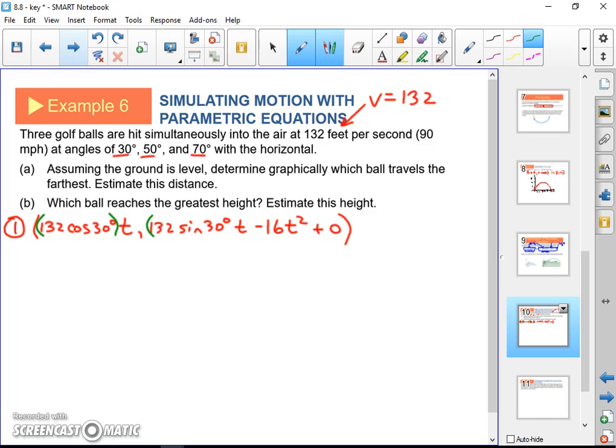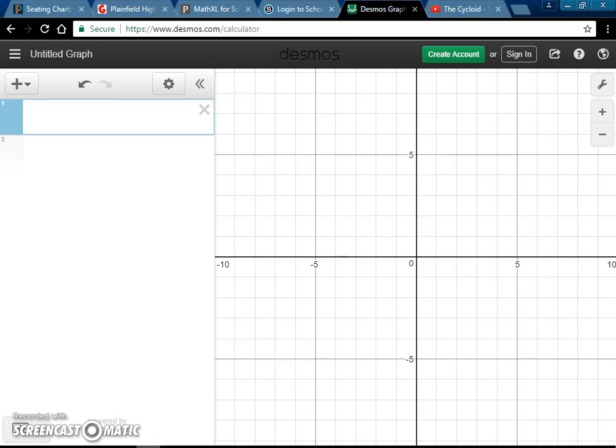And likewise, let's put parentheses here so that they don't think that the t is going inside of your sine argument. Otherwise, I suppose you could use a calculator and calculate 132 cosine 30 and 132 sine 30 and just change the decimal version. Maybe that's easier for you. Maybe that's more suitable. We'll see. So let's go to Desmos and let's graph this.